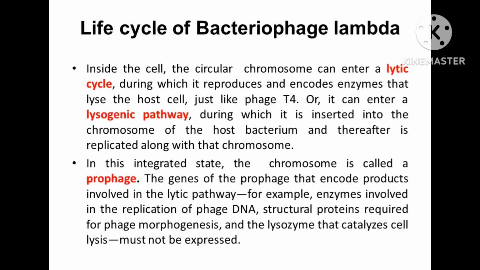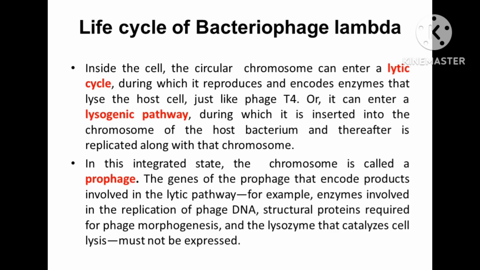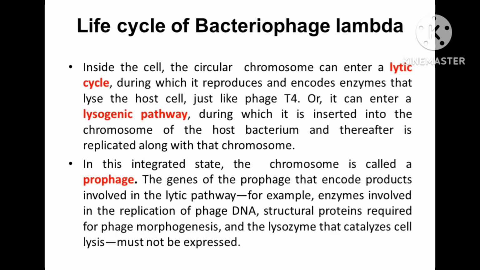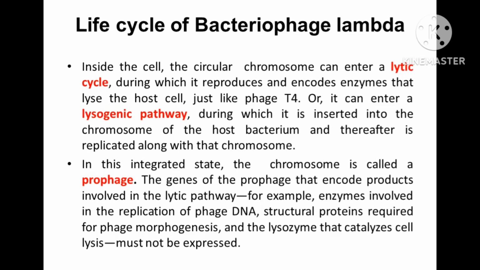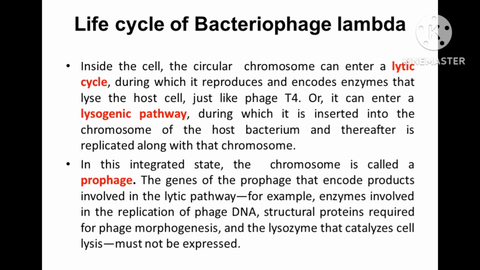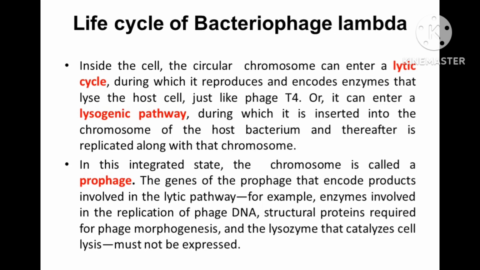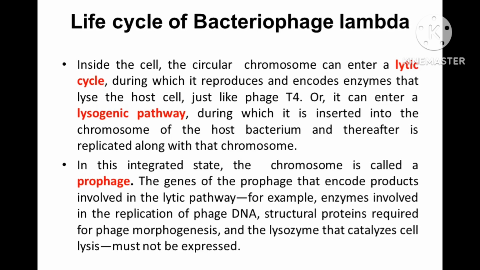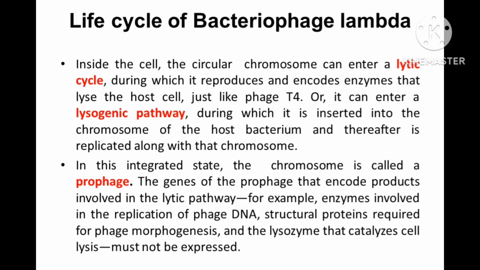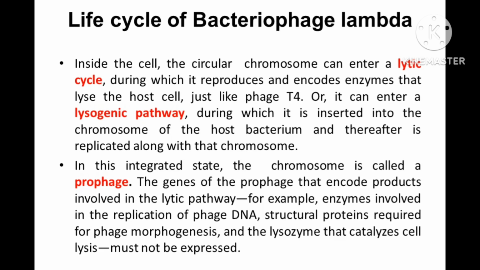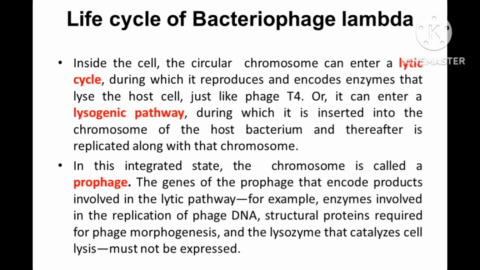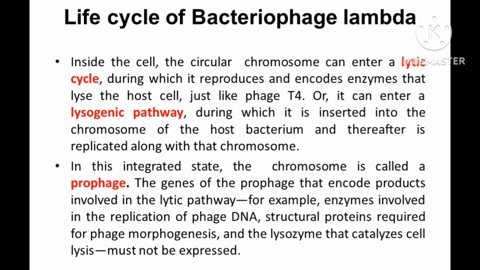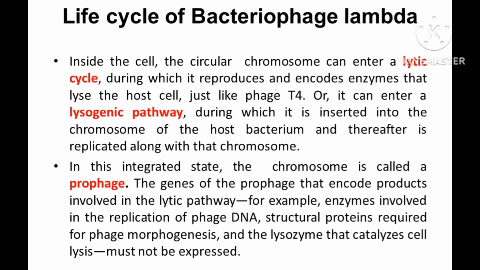But when it enters a lysogenic pathway, then the lambda chromosome is inserted into the chromosome of the host bacterium and is replicated along with that chromosome. In this integrated state, the chromosome is called a prophage. The genes of the prophage that encode products involved in the lytic pathway, for example, enzymes involved in the replication of phage DNA, structural proteins required for phage morphogenesis, and the lysozyme that catalyzes cell lysis, must not be expressed because these enzymes and proteins are not required in lysogenic pathway.